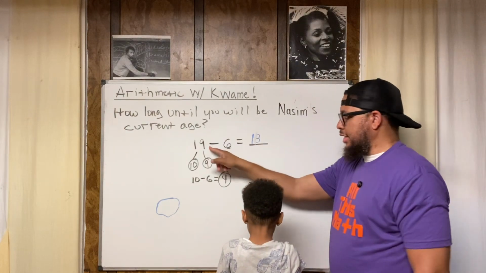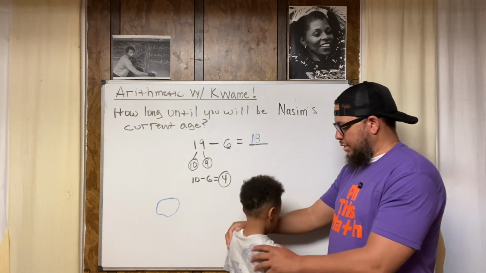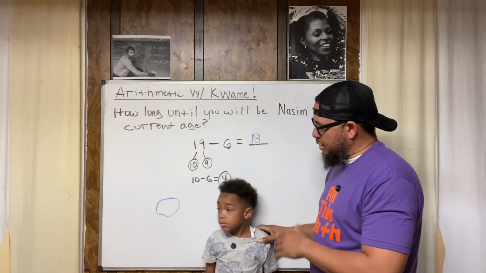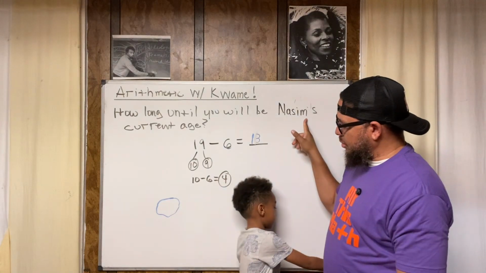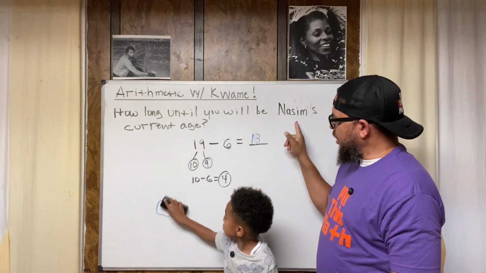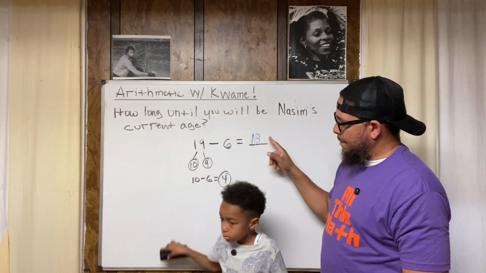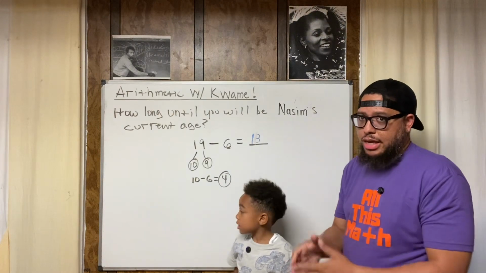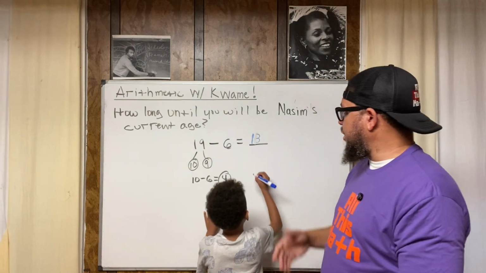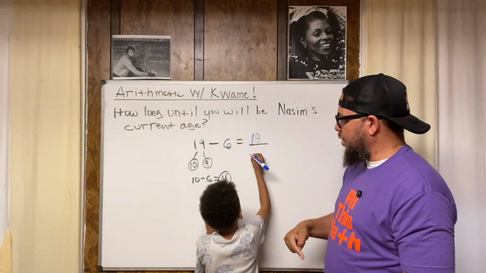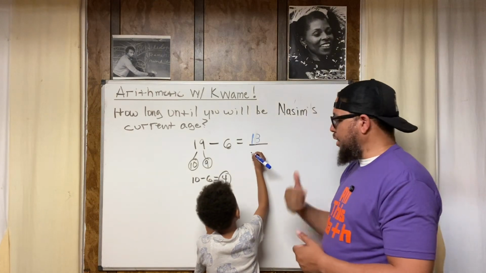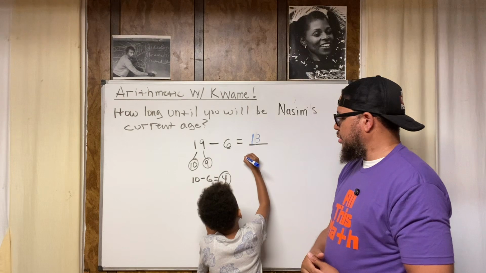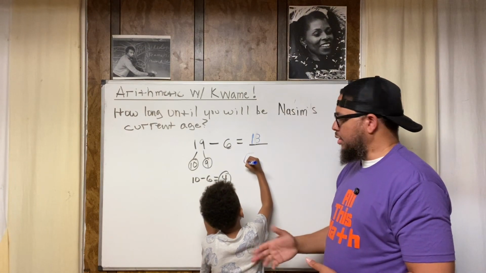So that means that 19 minus 6 is 13, which means what? That it'll be 13 years until you are your brother Nasim's age. So you'll be his age in 13 years. All right. So that's something for you to think about. His current age is 19, and based on your current age, in 13 years you will be his current age, which is 19. All right. That makes sense? Yeah. All right.